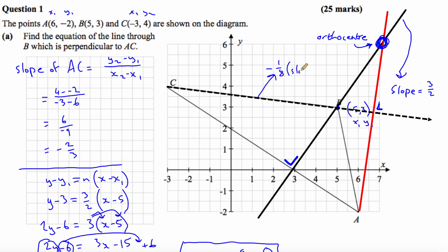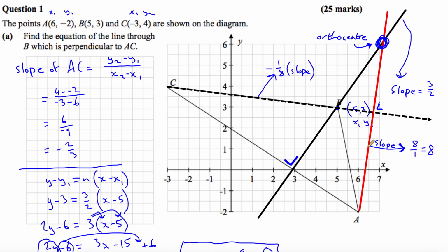So the slope of the red line, this line here, is going to be minus 1/8 flipped upside down with the sign changed. So the slope of that will be 8 over 1, which is 8. So that's the slope of the red line.